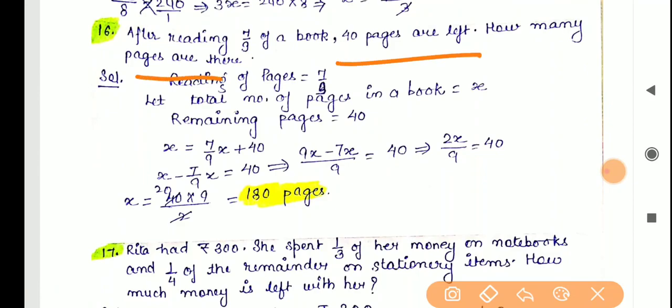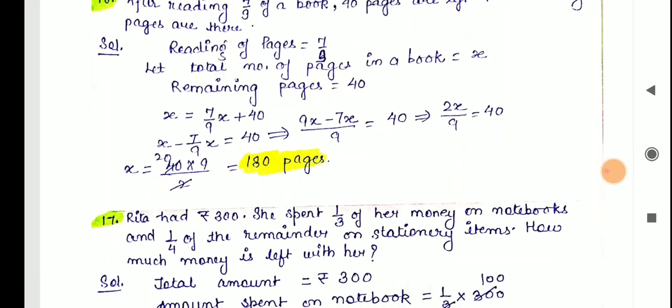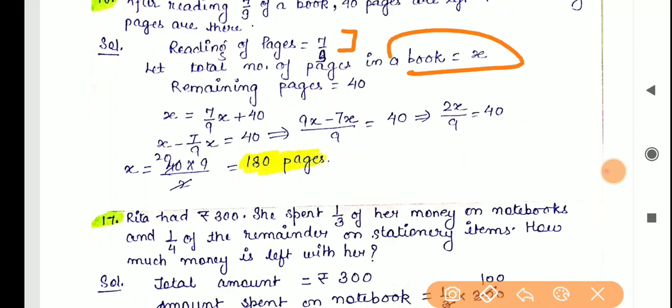They are asking about the total number of pages. And after reading 7 by 9th part of a book, how many pages are left to read? 40 pages are left to read. So with this information we need to calculate the total number of pages. So here, first of all, pages read, you can write like this also, 7 by 9. Let the total number of pages in the book be x. We don't know, so we have assumed it x.